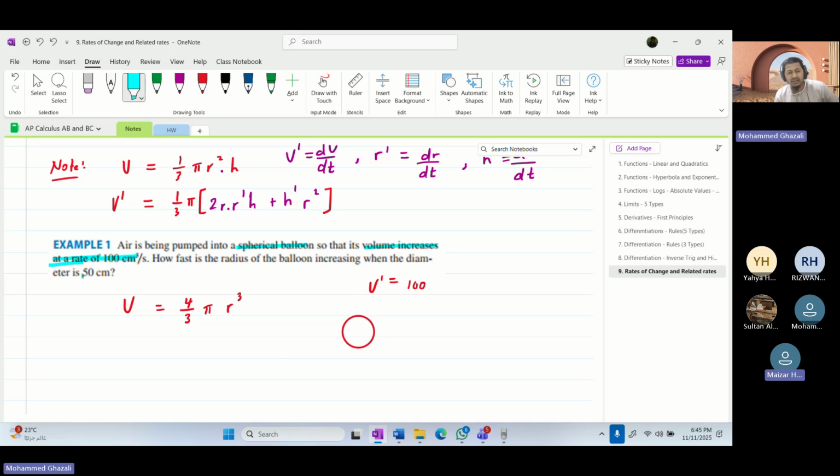Yeah, we know the radius is 25. Substitute that. No, you can't. We don't need a volume. We want how fast the radius of the balloon is increasing when the diameter is 50. So you want dr/dt.